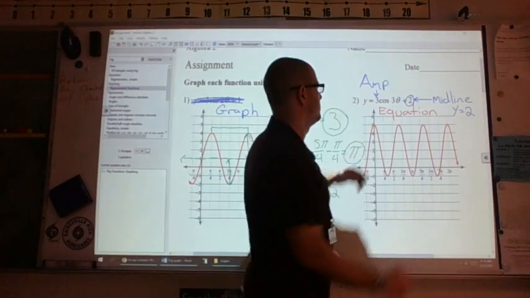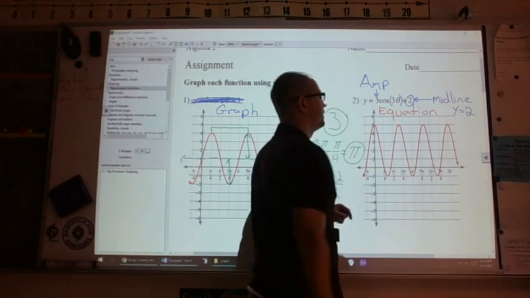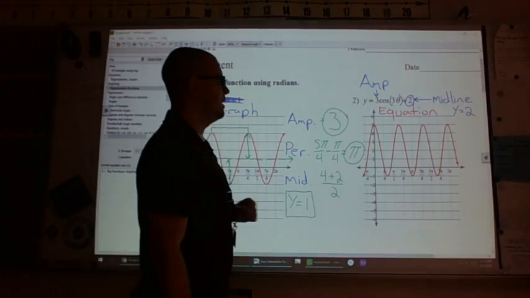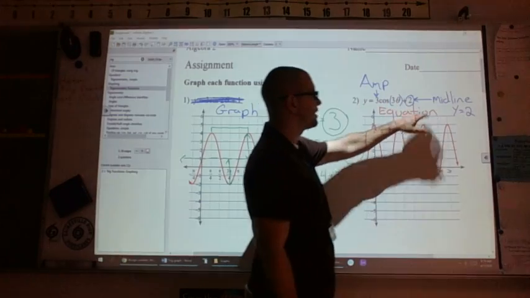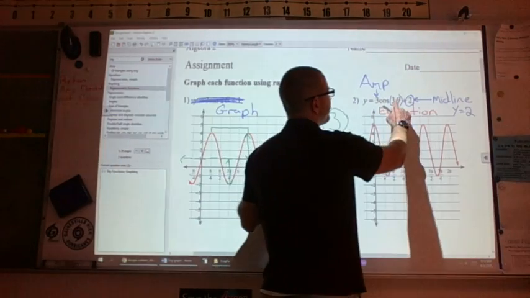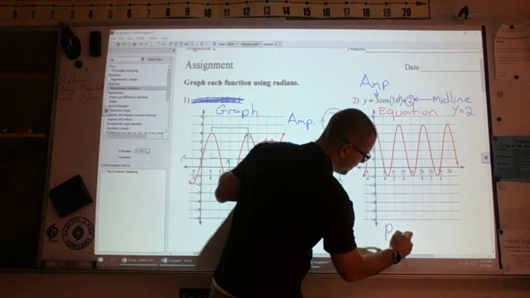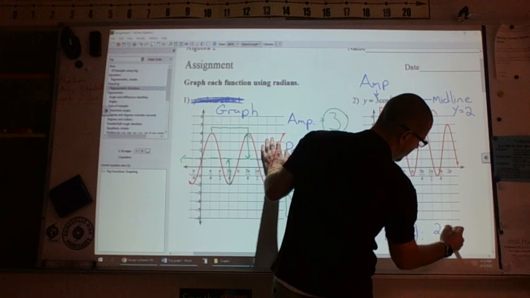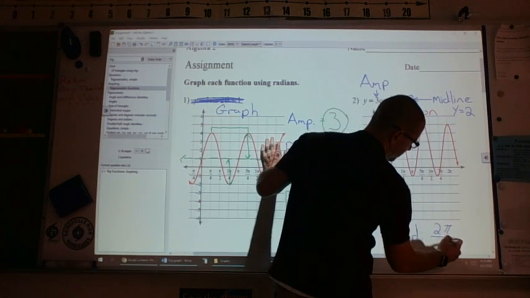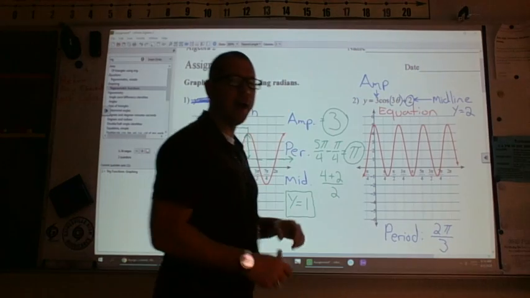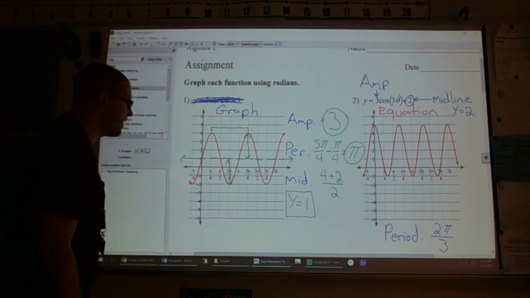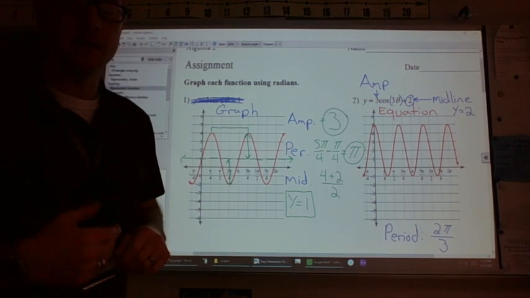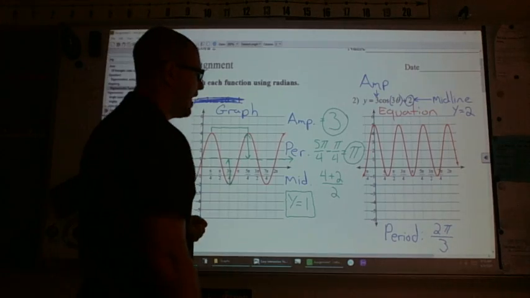The period, we can add our parentheses here just to make it a little bit easier to read, but the period is going to use that 3. And unlike amplitude and midline, it's not direct from the equation. We do have to do a little bit of work. So I'm going to take the 3 to find the period, and it would be 2 pi divided by that coefficient on the inside, so 2 pi over 3, and that is the period of that graph. And that is how we are going to work with graphs of sine and cosine. And your assignments this week will focus on that.